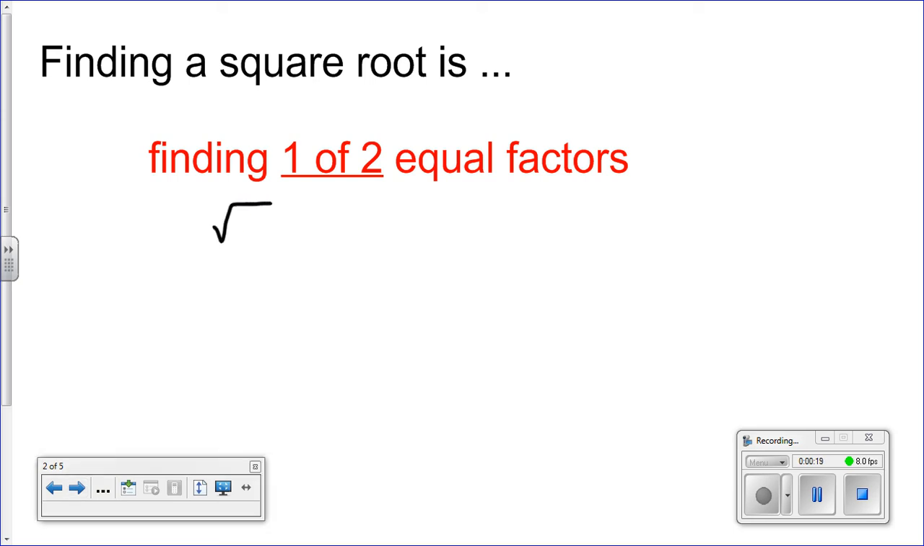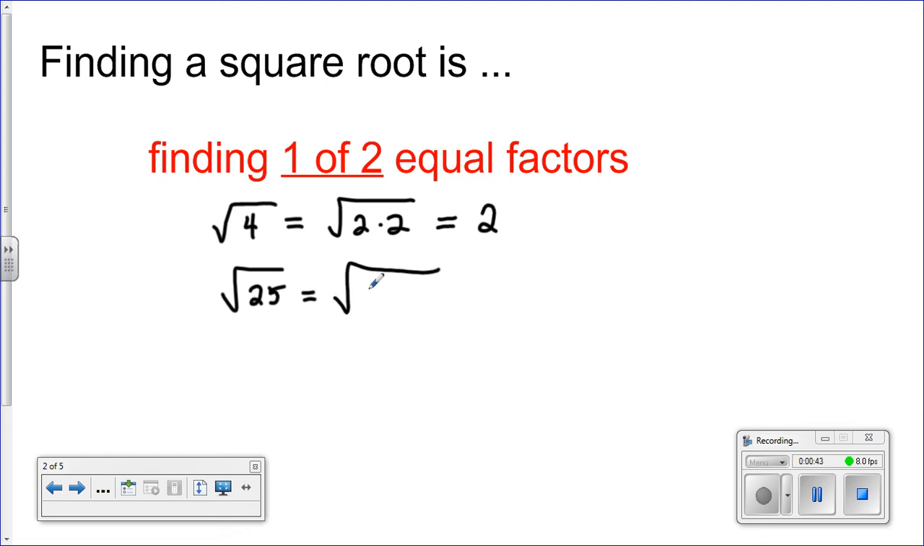So if I gave you the square root of 4, you'd be saying, okay, what are the two equal factors that multiply to 4? Or what times itself gives you 4? 2 times 2. Well, square root is finding just one of those two equal factors. So just one of those two equal factors, which is 2. If I asked you for the square root of, say, 25, 25 has two equal factors, 5 times 5. So by definition, finding one of those two is 5.